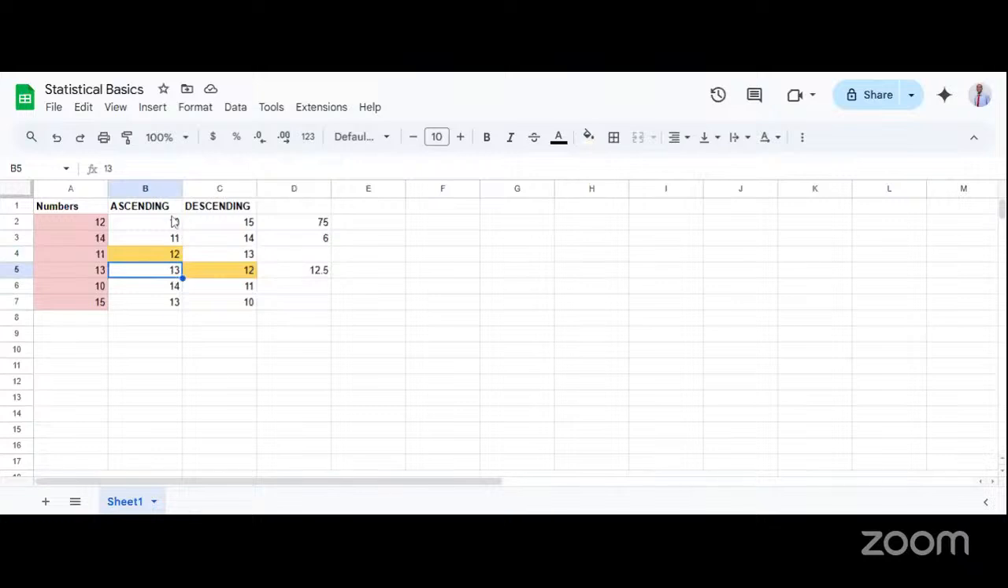So if we now have to calculate the mean, using our equal-to prompt, it's 12 plus 13.